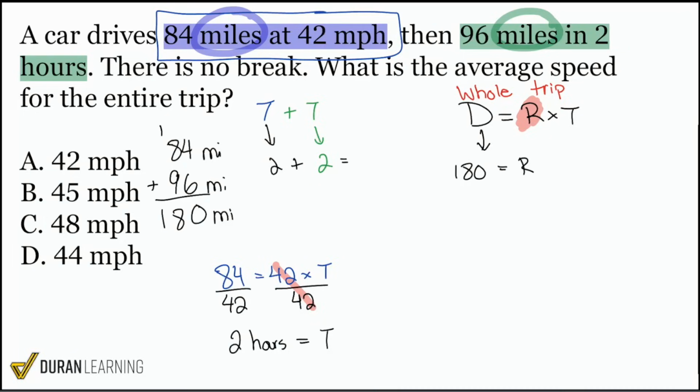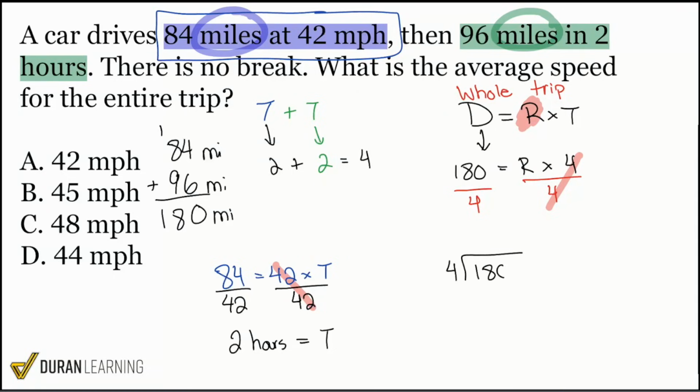2 plus 2 equals 4. And we know now that we have 4 hours total. So there's the whole trip. Now we can divide and get this done. Divide by 4 on both sides, cancels out on the right side. And what we have now is a little bit of long division.